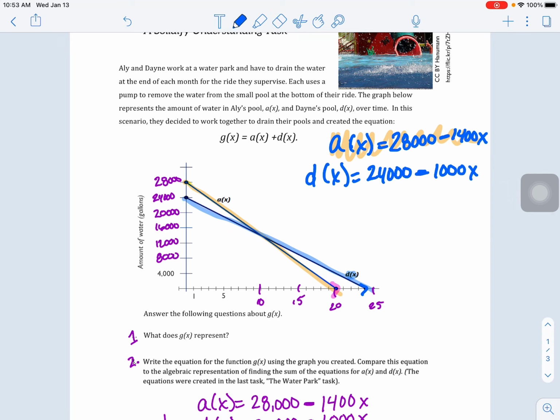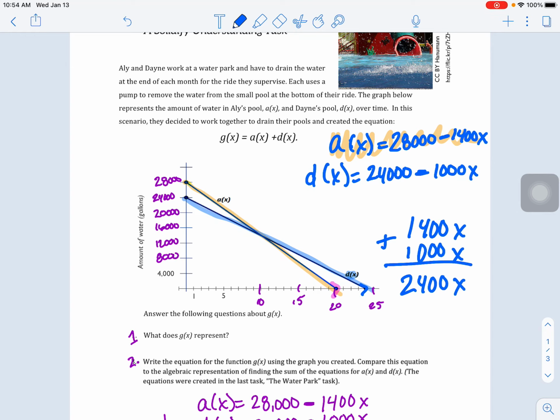Together, if they're using both pumps, one pumps at 1,400 gallons per minute and the other pumps at 1,000 gallons per minute. If they're using them together, how many gallons are they going to be able to pump out each minute? Hopefully you said, together means add. If they work at the same time, they're going to be able to pump 2,400 gallons each minute. That's faster, which means my line's going to be steeper. You are totally correct.